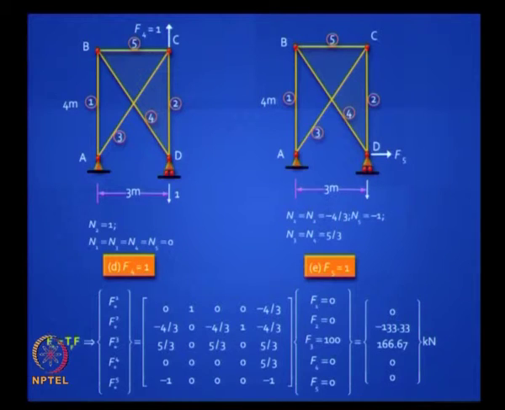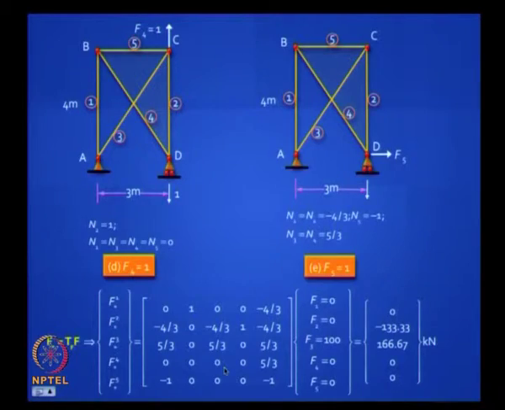So for example, let us look at this. This picture shows the results of analyzing it for F4 equal to 1. So that will help us fill up this column, and this is a very easy thing to analyze, because if you apply a vertical load here only bar 2 will get affected and that bar 2 will have a force of unity, right. So you can see bar 1 has force 0, bar 2 has unity, bar 3 has 0, bar 4 has 0, bar 5 has 0.